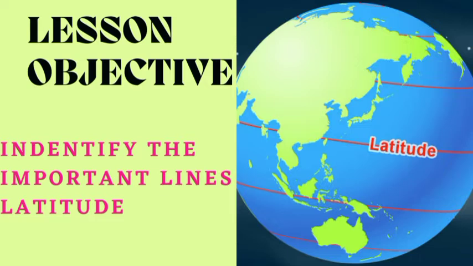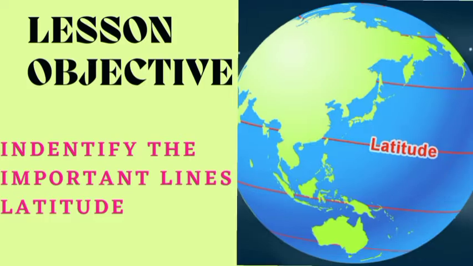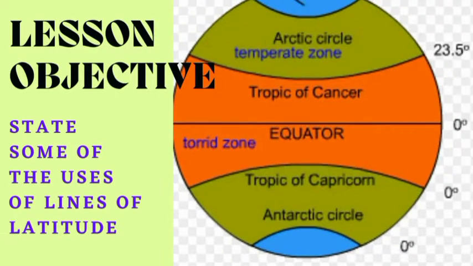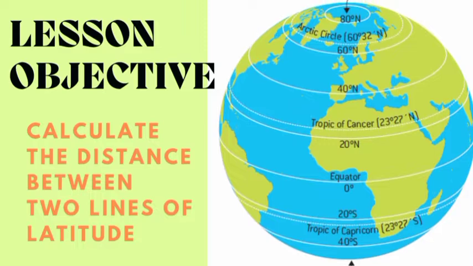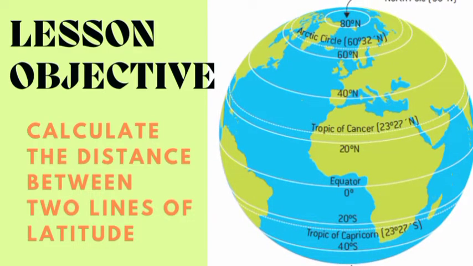Also, we'll be looking at being able to identify the important lines of latitude. And of course, of what use is latitude to us? Why do we need to study latitude? All this is what we are going to be looking at. Also, we should be able to calculate the distances between 2 points on a map or on the globe. Now, we are going to look at how to calculate distances between 2 points.